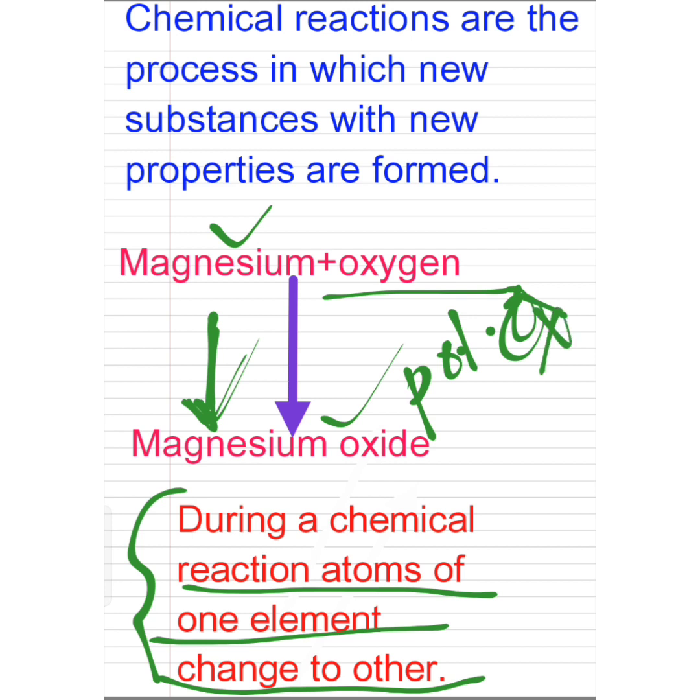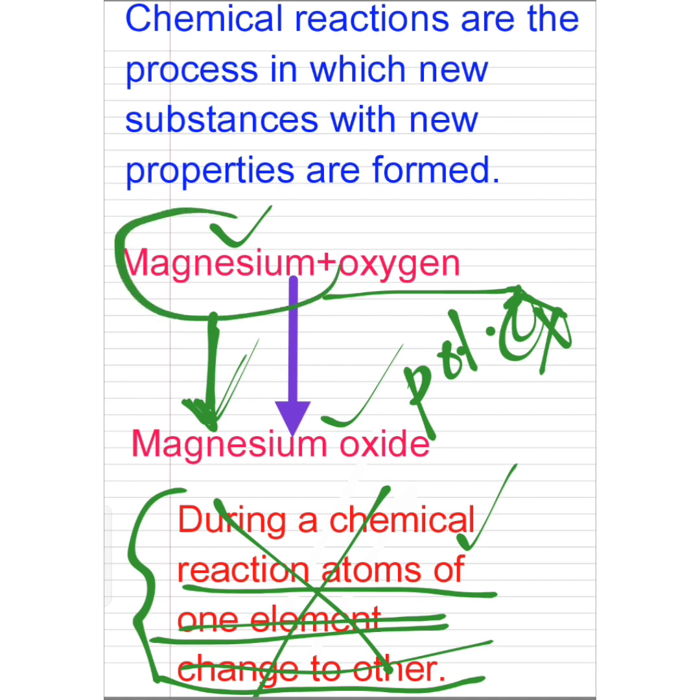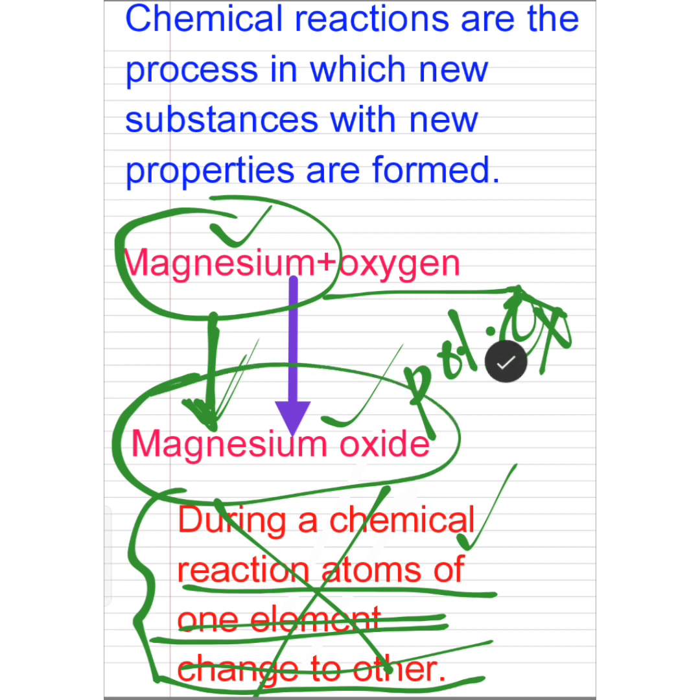This is the reason that this statement is wrong. During a chemical reaction, no element changes to other. Only rearrangement occurs. This magnesium was in the metallic form and it is forming a white color magnesium oxide powder. This magnesium will never convert to potassium oxide. That is, magnesium element will never change to any other element like potassium and all. So this was it. Now let's move to the next page.